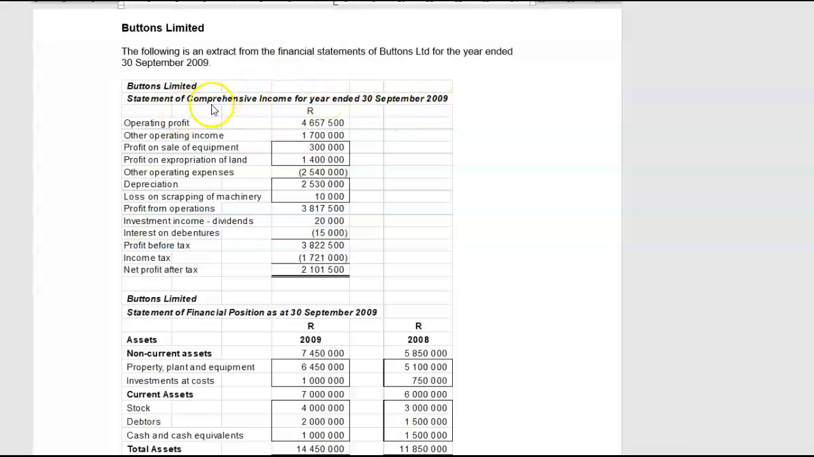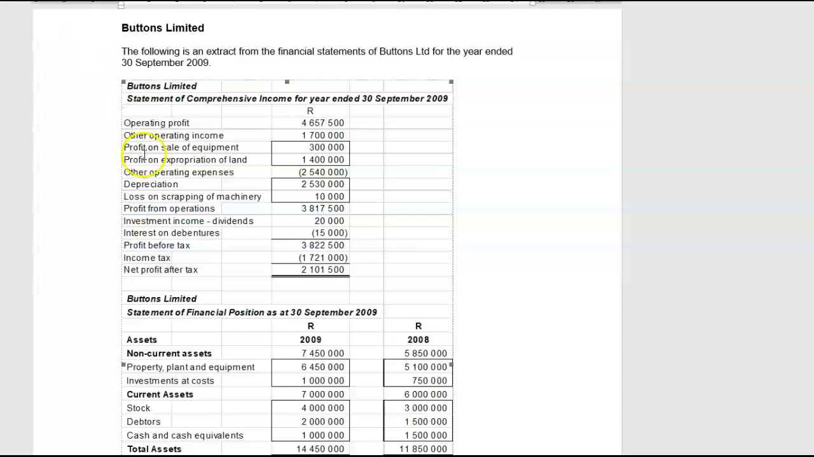So please look out for headings. This heading is, technically speaking, if you have to criticize it in terms of IAS 1, not correct. Good, then it starts with operating profit, other operating income, profit on sale of equipment.